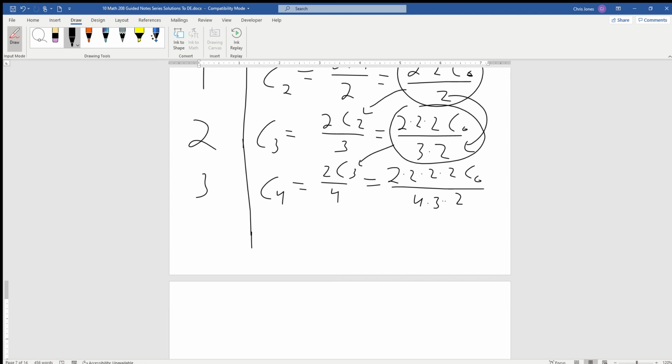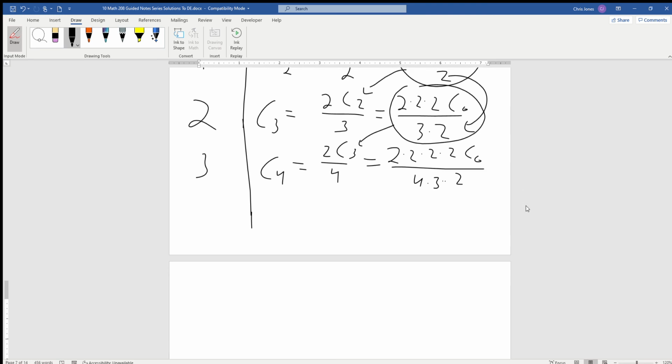And now we can see that if we were to make a guess, let's just do one more, C5. We could just probably guess that that's going to be 5 2s. Notice for C4 there's 4 of them, for C3 there's 3 2s, etc. So we're trying to guess a pattern as to what's going on with this. So it's going to be 2 times 2 times 2 times 2 times 2, C0 divided by 5 times 4 times 3 times 2.